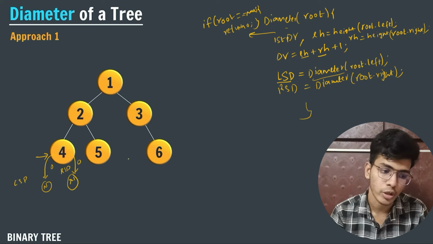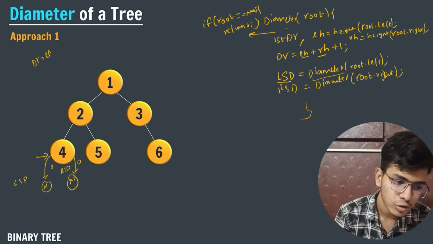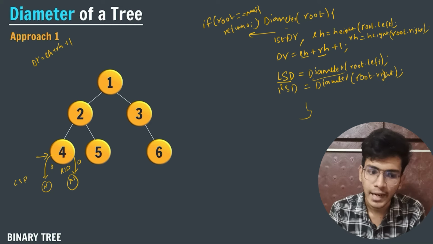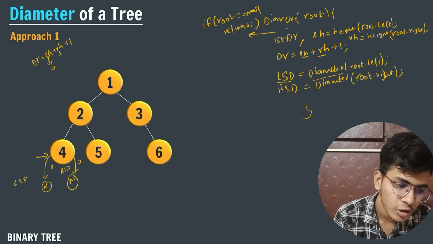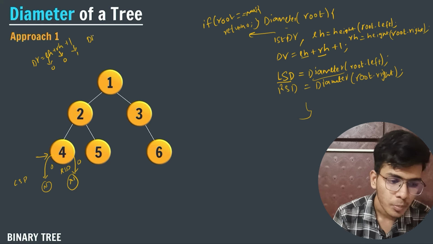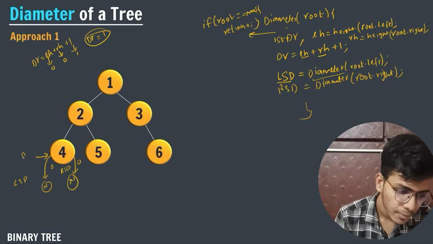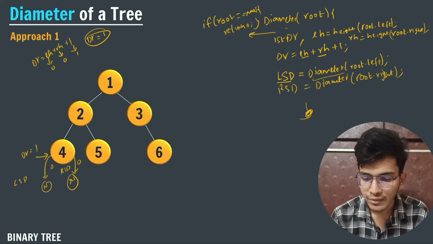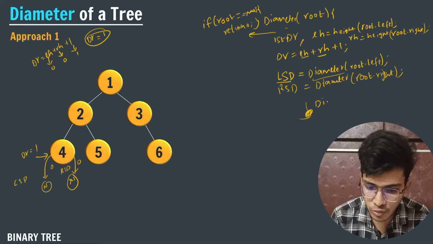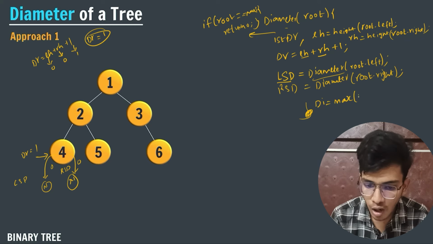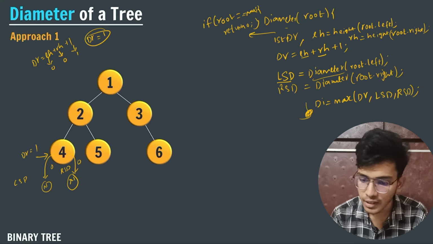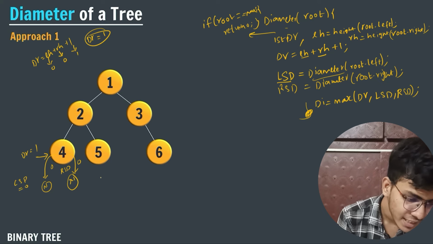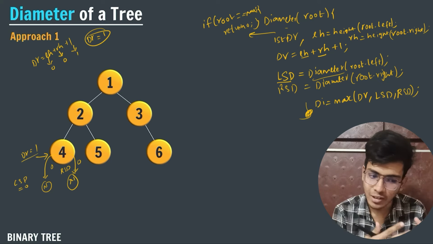After that I will calculate my diameter through root. So diameter through root is equal to left height plus right height plus 1, right? For this particular 4th node there is no left part and no right part. So my diameter through root will become 0 plus 0 plus 1, which is 1. So I will choose my actual diameter as the maximum of diameter through root, LSD and RSD, the left subtree diameter and right subtree diameter. Here LSD is 0, RSD is 0, and DR, diameter through root, is 1.